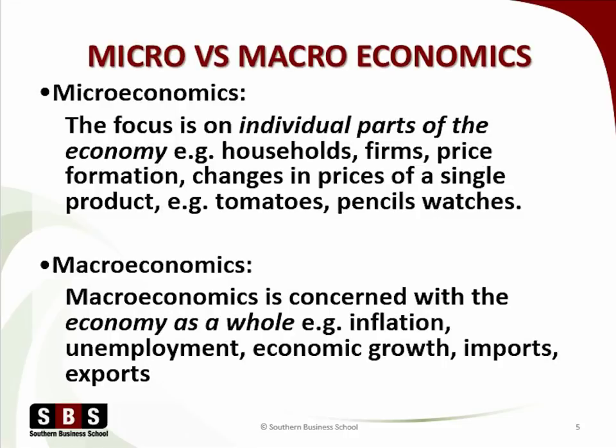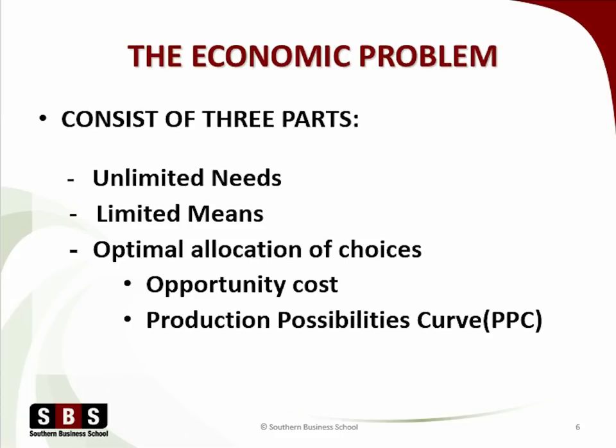Macro versus microeconomics. That's what you need to know about microeconomics and macroeconomics and what the difference is between the two. The economic problem consists of the 3 parts. You need to know what are the 3 parts of the economic problem. What formulates the economic problem? So you need to know unlimited needs, limited means, and optimal allocation of choices. So that's on slide number 6.